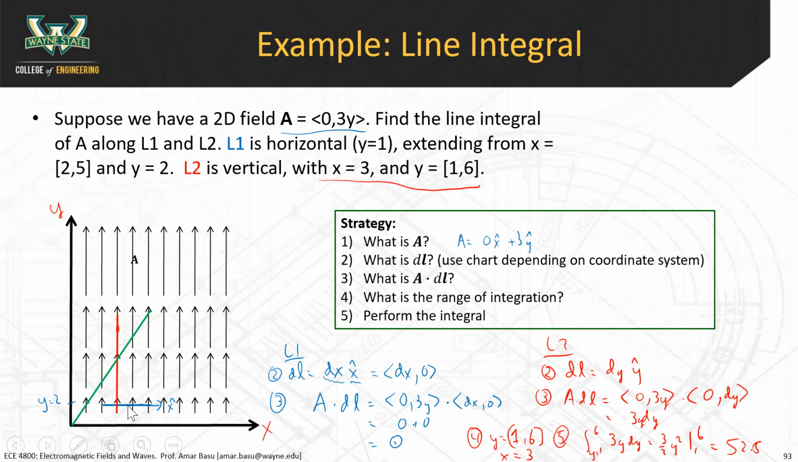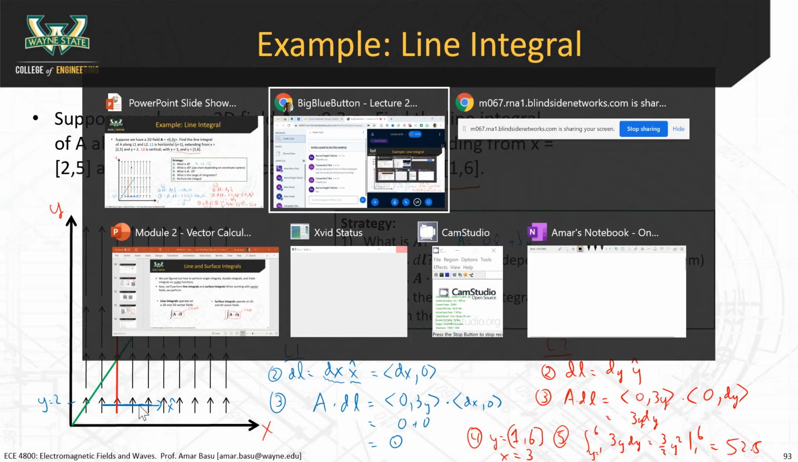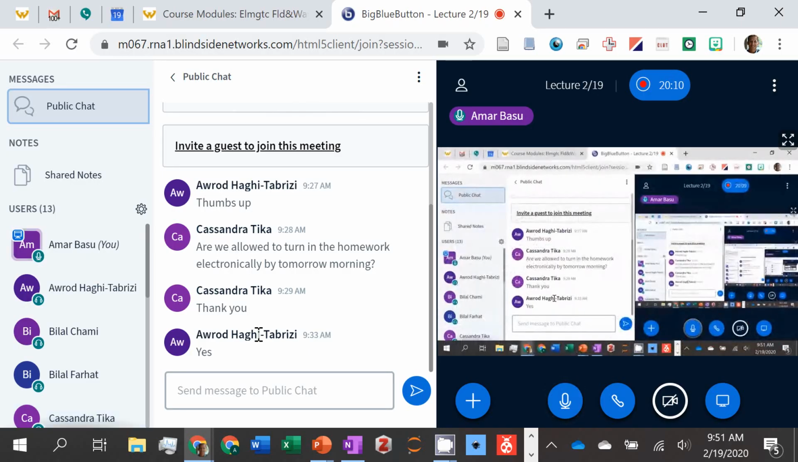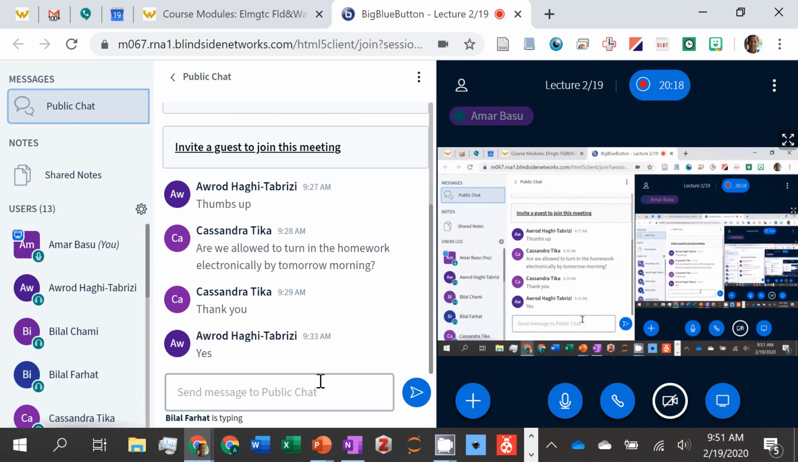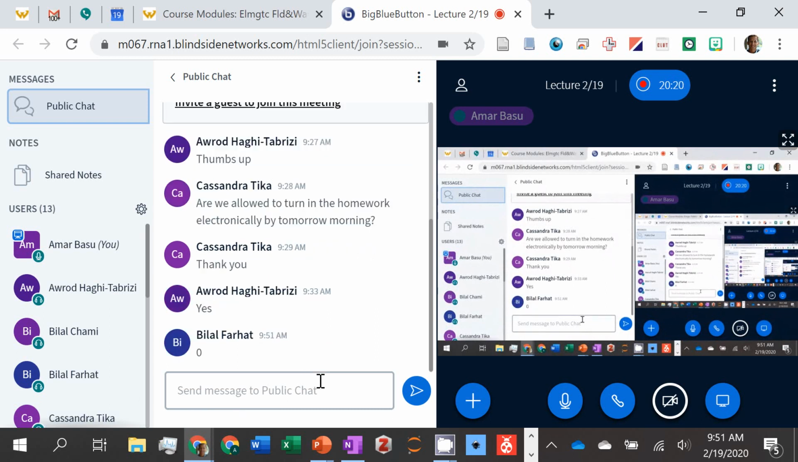What do we know about the dot product of two orthogonal vectors? I'm going to put this question out. Let's see if someone can answer that. What is the dot product of two orthogonal vectors? 0. That's right. Thank you, Bilal.